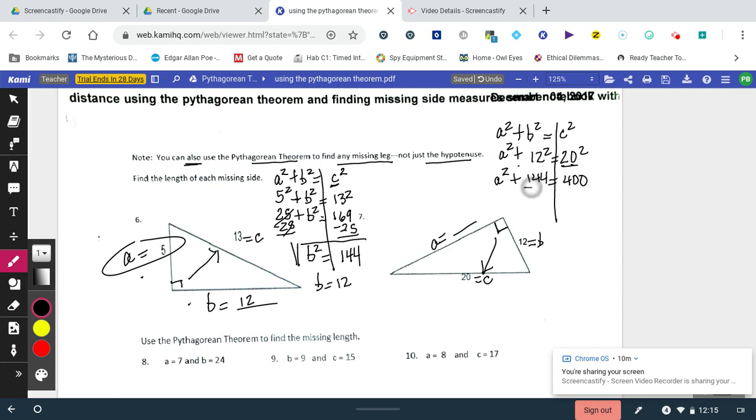Now, if you notice, these numbers are not on the same side. So what you're going to do is subtract. In other words, you're trying to get A by itself. So what's keeping you from having A by itself? That 144. How do you undo 144? A positive 144. You subtract or just change the sign.